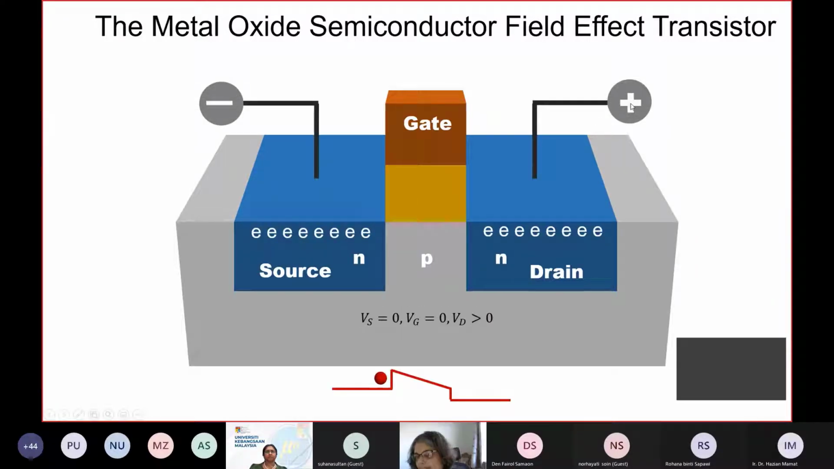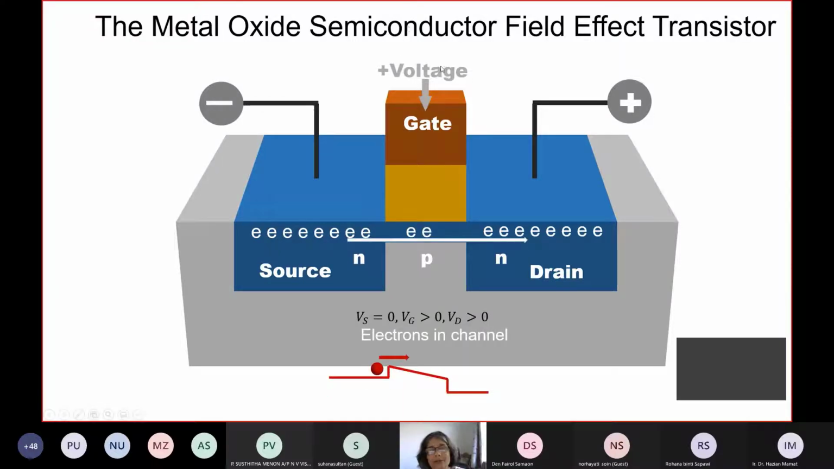When we apply a positive voltage here, we know electrons here are negatively charged. So this has the effect of reducing the number of electrons here. So the Fermi level goes down because of this positive voltage, and it creates a slope in the energy level here. But still, this electron cannot surmount this barrier.